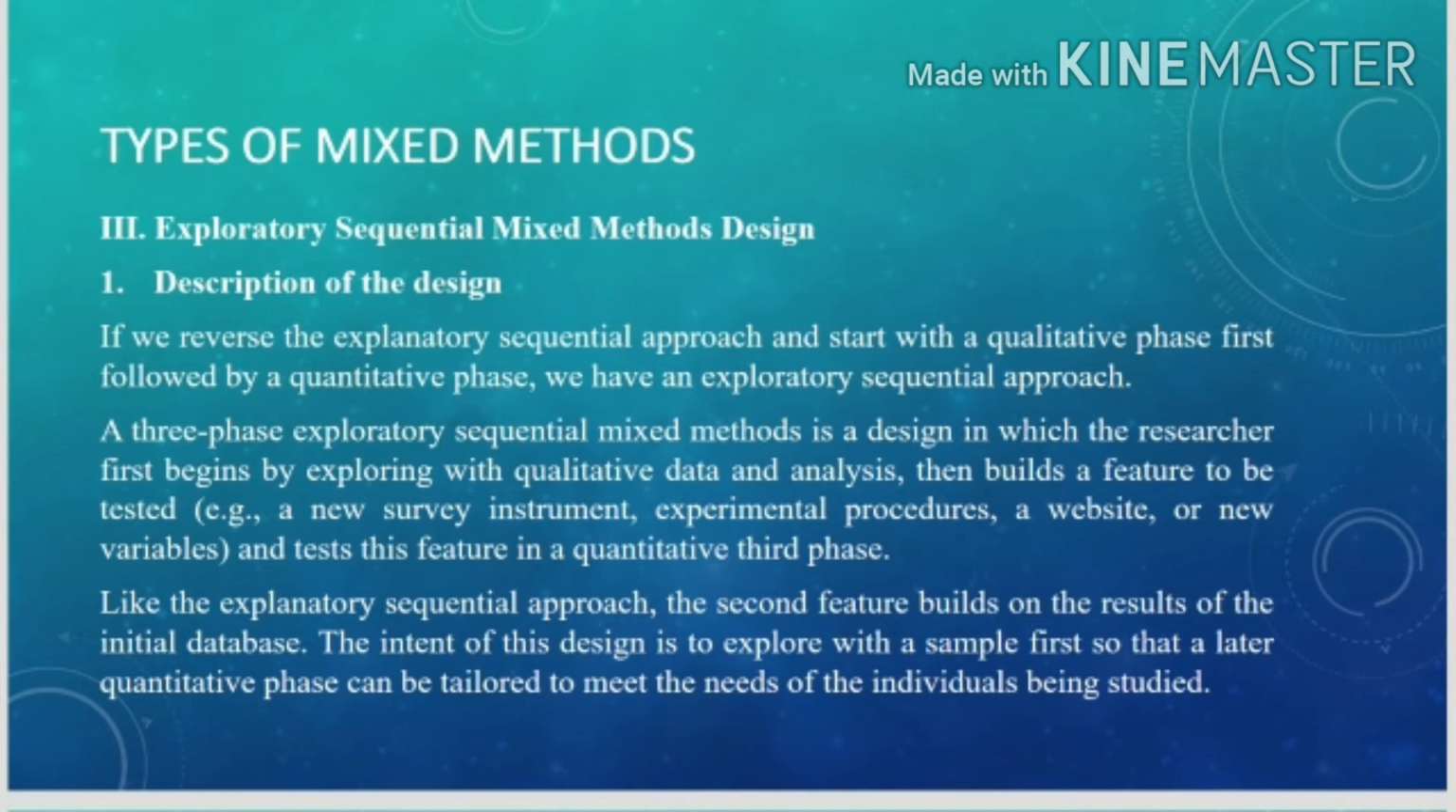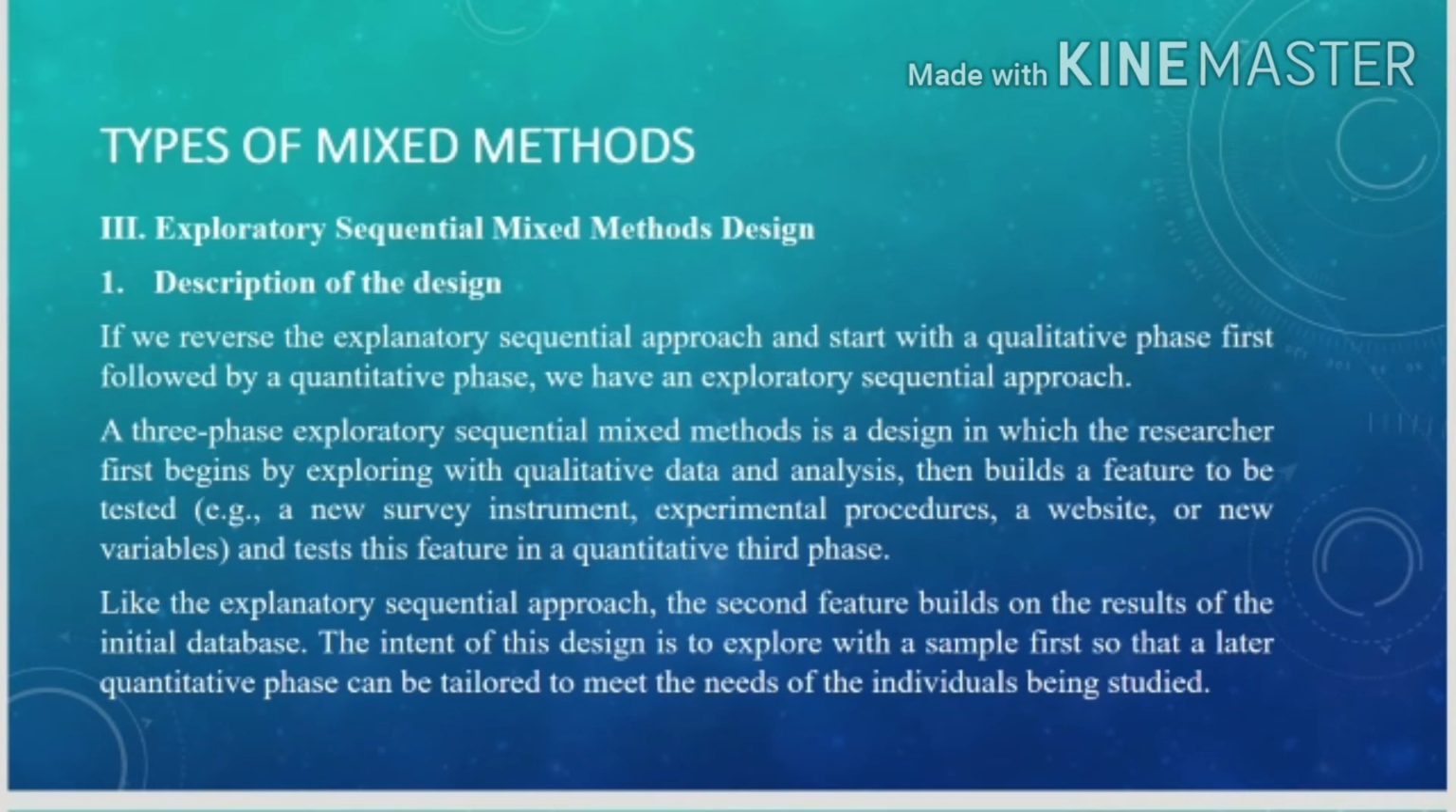A three-phase exploratory sequential mixed methods design is one in which the researcher first begins by exploring with qualitative data and analysis, then builds a feature to be tested, e.g., a new survey instrument, experimental procedures, a website, or new variables, and tests this feature in a quantitative third phase. Like the explanatory sequential approach, the second feature builds on the results of the initial database.